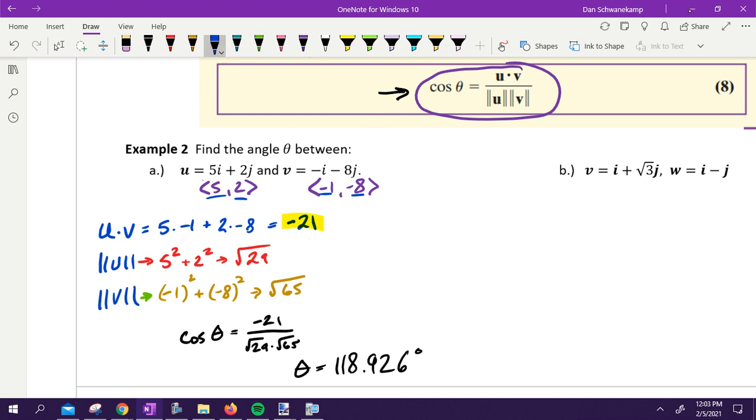Understand what we just did. Look at it. Think about if I were to graph this for you. If I were to graph 5, 2. So I'm going to have this point right here. I'm going to graph 5, 2. So 1, 2, 3, 4, 5, 1, 2. That is my U vector. If I graph V, it's left 1 and down 8. 1, 2, 3, 4, 5, 6, 7, 8.